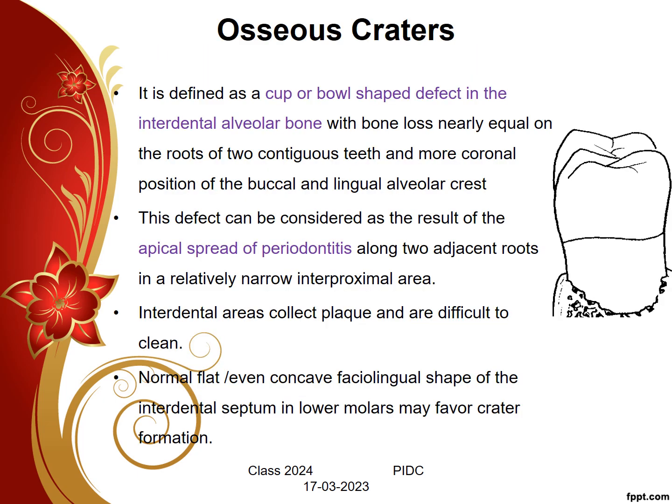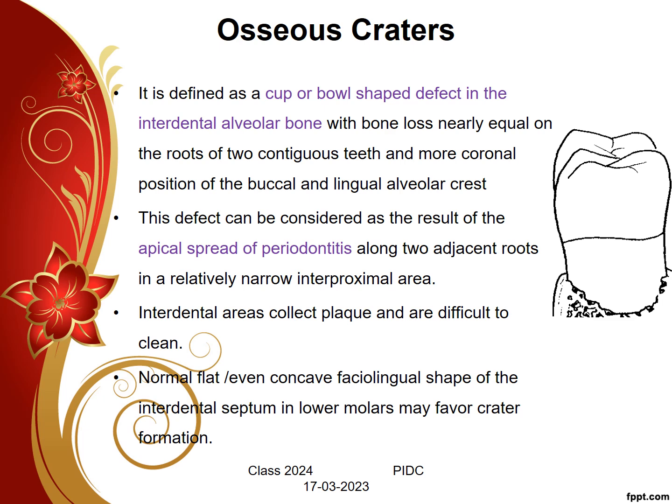So coming on to osseous craters, this is defined as a cup or a bowl-shaped defect in the interdental bone area, with bone loss nearly equal on the roots of the contiguous teeth or more coronal portion of buccal and lingual alveolar bone. In other words, it's a cup or a bowl-shaped defect with more bone on the buccal and the lingual and lesser bone in the interradicular area. This defect can be considered as a result of apical spread of periodontitis along the two adjacent roots in a relatively narrow interdental area. This interdental area could collect plaque and it's more difficult to clean.